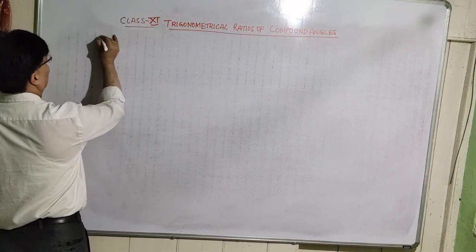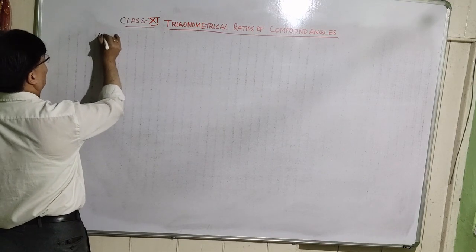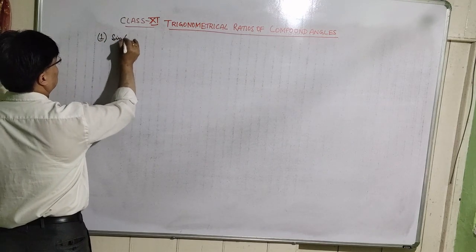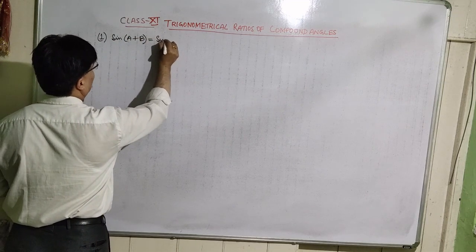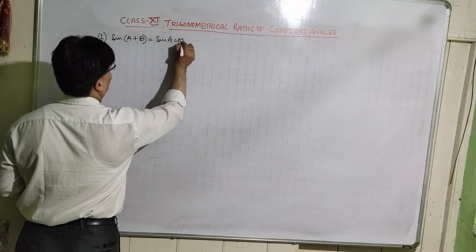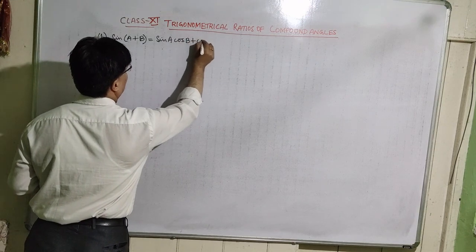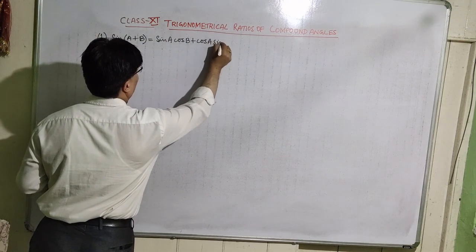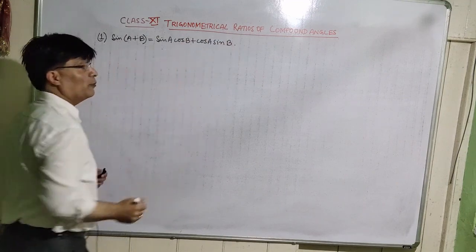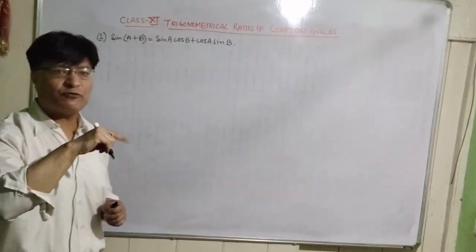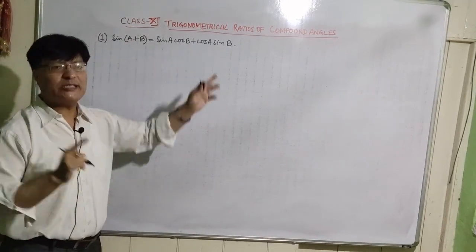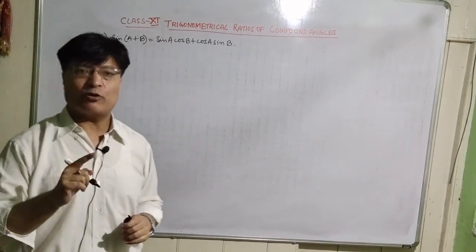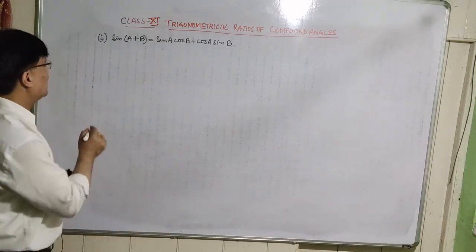Number one is sine of A plus B is equal to sine A cos B plus cos A sine B. This is the formula. So sine of a compound angle, sine of A plus B, we have converted into simple angles: sine A cos B plus cos A sine B, right?